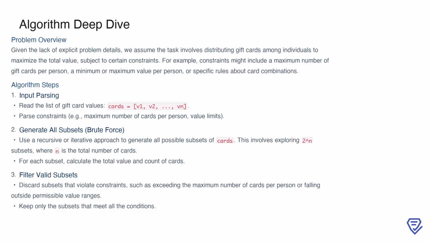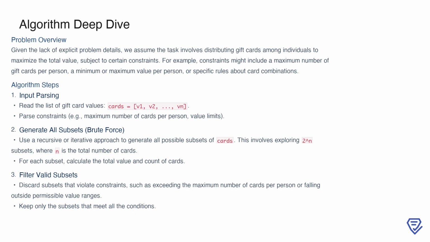Next, we generate all possible subsets of the gift cards. This can be achieved either recursively or iteratively, and it involves exploring all combinations of the cards. Since there are 2^n subsets for n cards, this step can become computationally expensive as the number of cards increases. For each subset, we calculate the total value and the number of cards it contains.